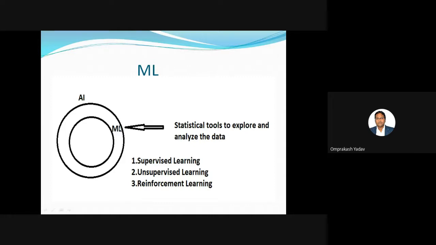And I told you that ML is also a subset of artificial intelligence, right? It gives us the statistical tools to explore and analyze the data. Along with that, we have lots of algorithms, and different learning techniques like supervised learning, unsupervised learning, and reinforcement learning, which we have just seen, right? Based on these strategies, we develop these machine learning algorithms. So this is also a subset of AI.